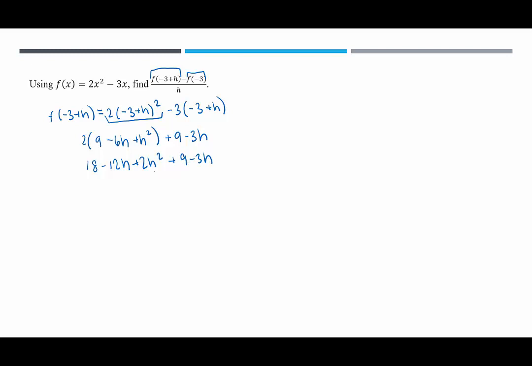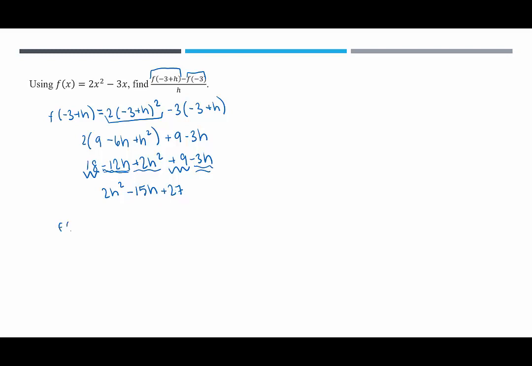I'm going to start with my h squareds. There's only one, so I have 2h squared. Okay, moving on to the h terms. Let me double underline those. We have minus 12h, minus 3h, that's minus 15h. And then we have 18 plus 9 is 27. Okay, so I calculated the first part. The first little part of this quotient is 2h squared minus 15h plus 27.